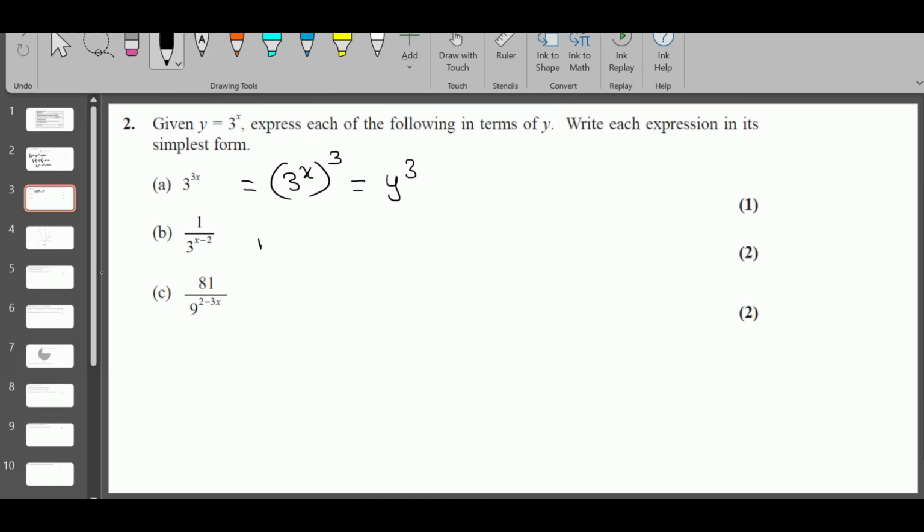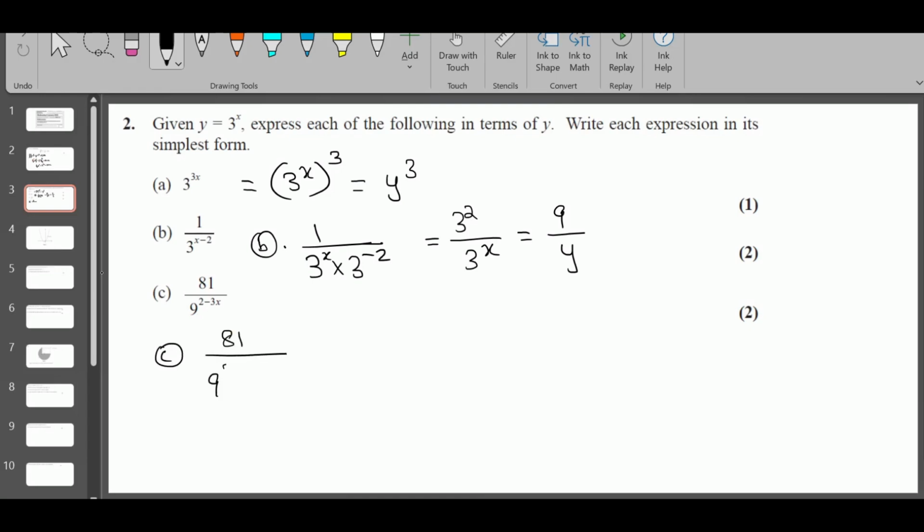That's all. For b, you can write it as 1 over 3 power x times 3 power minus 2 using laws of indices. You put this 3 power minus 2 on top, it becomes 3 power positive 2. 3 squared is 9, 3 power x is y. That's the answer for part B. Part C now.